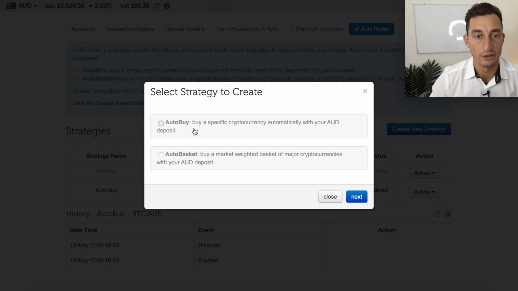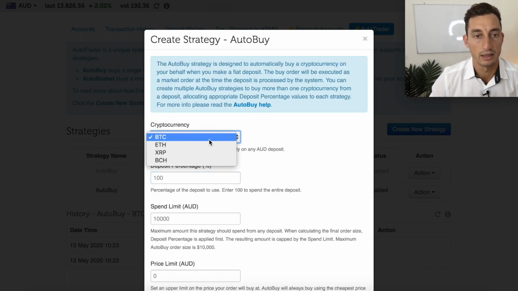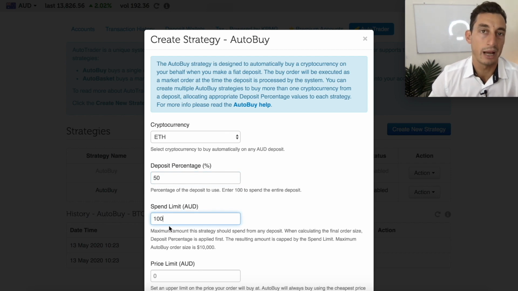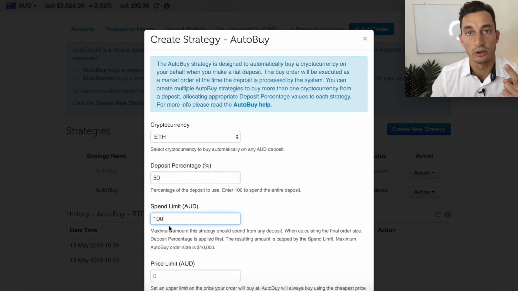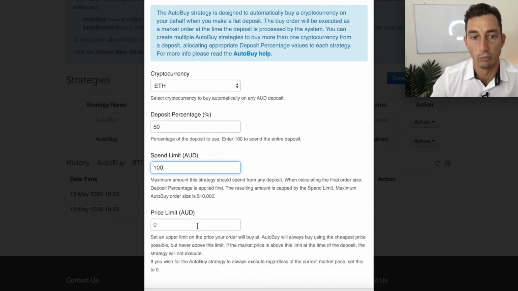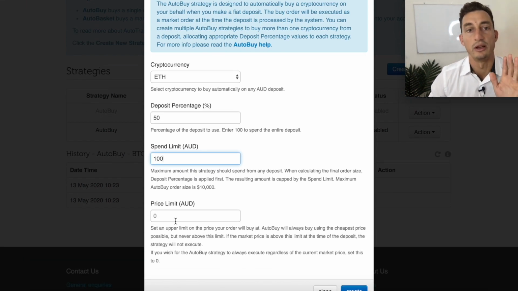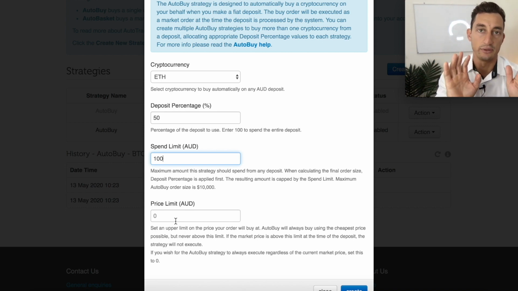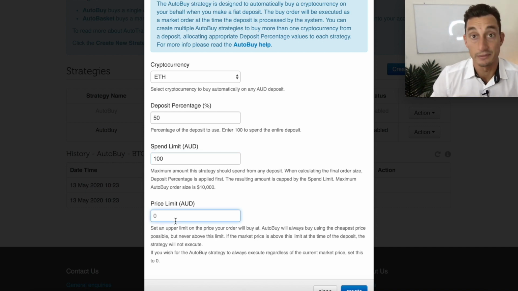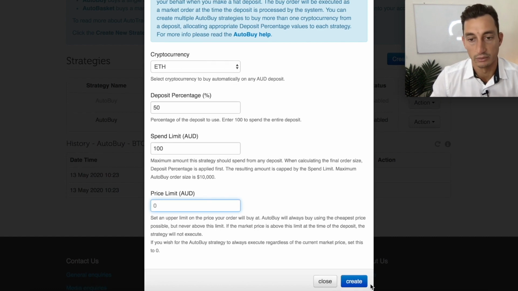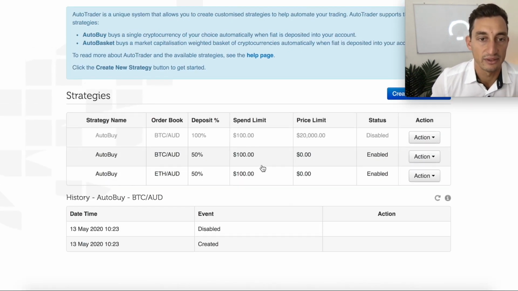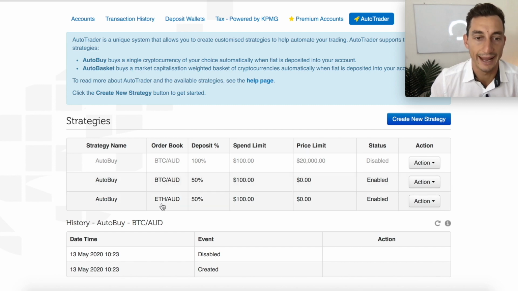Then we go create new, auto buy, next, drop it down to Ethereum. Do the other 50% for Ethereum. The spend limit's 100. Because I guess maybe some weeks we want to put in $200 per week. Other weeks we might just put in $100 per week. But we know that the max spend limit is going to be $100 each side. 100 Ethereum, 100 Bitcoin. Price limit again for Ethereum. We just want to keep buying. We're going to leave that at 0. Create, close. There you go. There's our second strategy, just Bitcoin and Ethereum.